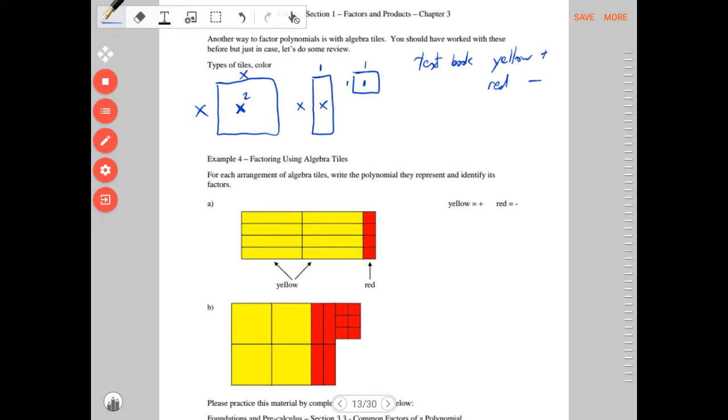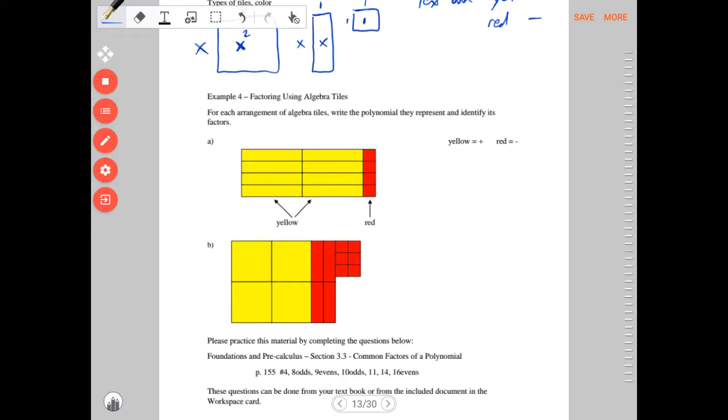Okay, so let's try factoring these next couple, and then we're done for this section. For each arrangement of algebra tiles, write the polynomial they represent and identify its factors. If we look at this, that's 1, 2, 3, 4, 5, 6, 7, 8. Those rectangles are x's, and they're positive. So this is positive 8x. And then we have 4 red 1s, so that's going to be minus 4. So that's what the polynomial represents.